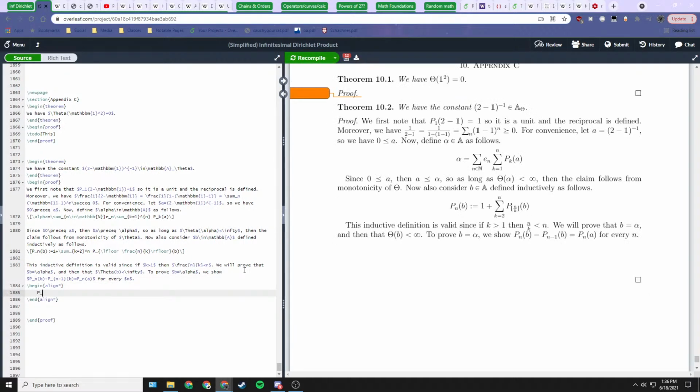So we start with p sub n of b minus p sub n minus 1 of b. So we just use this definition. These ones in the inductive definition of b cancel out. So we end up with this summation for n, and then we subtract this other summation, and we just have to replace n with n minus 1. So we start out with this.